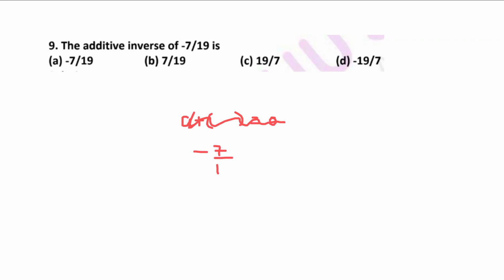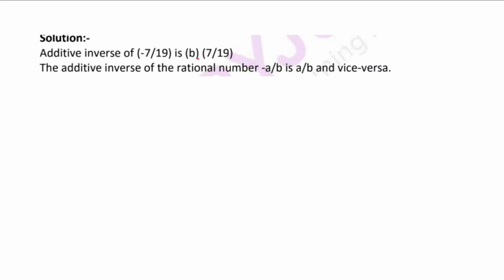So the additive inverse of minus 7 by 19 will be plus 7 by 19. Okay, this will be the additive inverse. The additive inverse of a rational number a by b is simply given by the negative, minus a by b. You can tell that if a by b is a rational number, the additive inverse is minus a by b. Okay, now you please correct your answer.